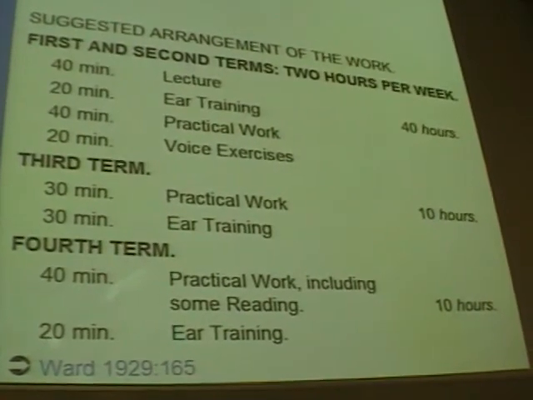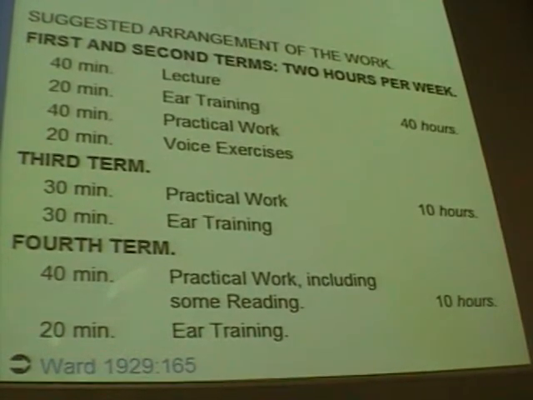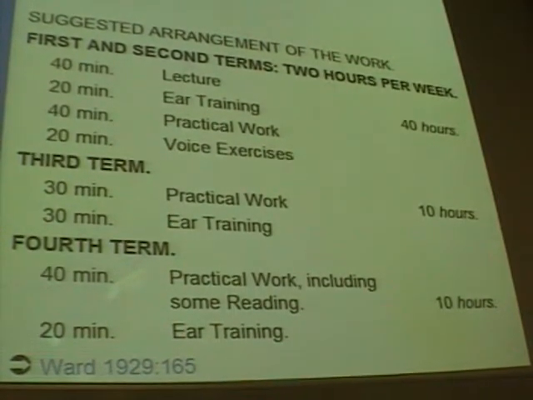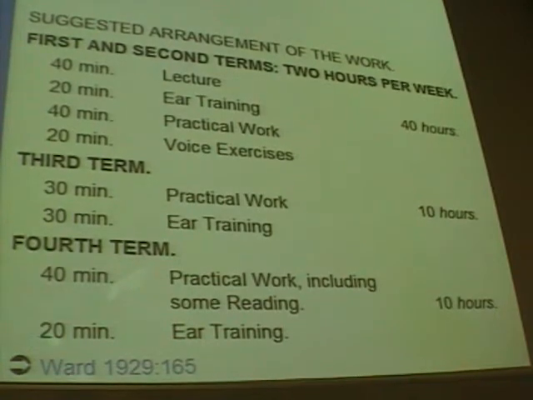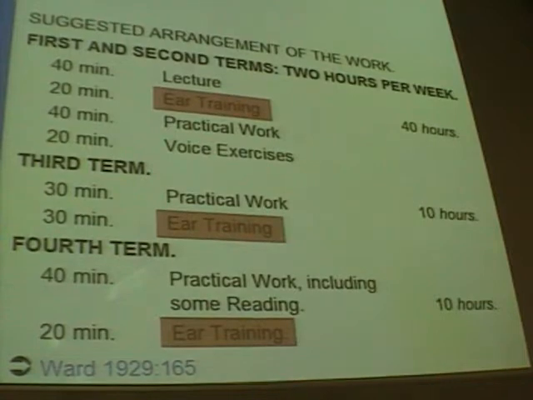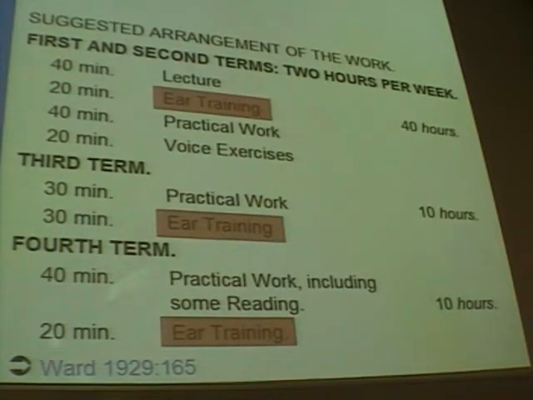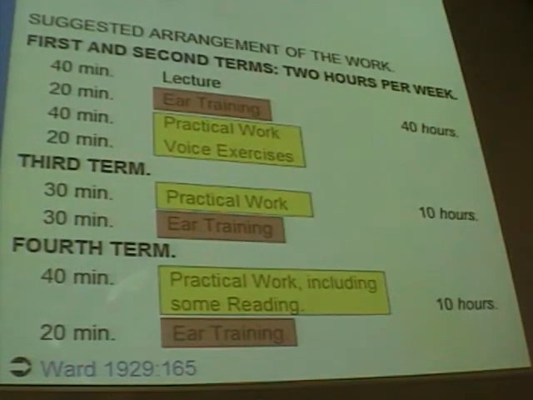So, let's just have a look at what we do. This is a suggested timetable published by Ida Ward in 1929. Ida Ward was a colleague of Daniel Jones here in the department, and you can see that throughout 4 terms of this course, ear training is central. And it's not on its own, it's supported by the training of other practical skills.